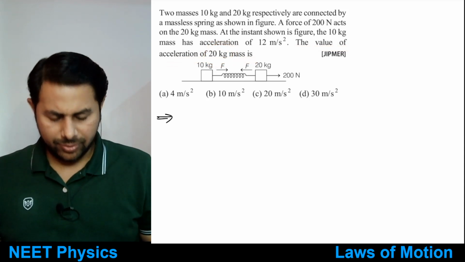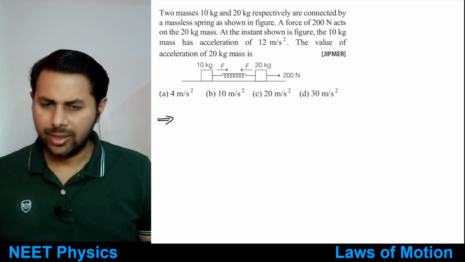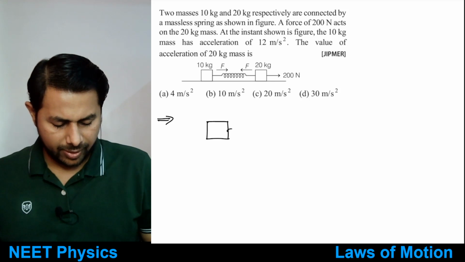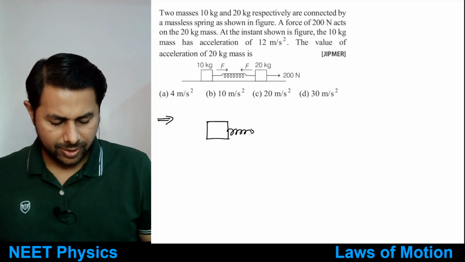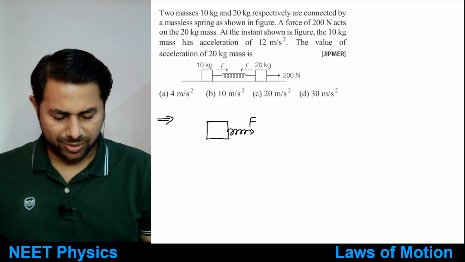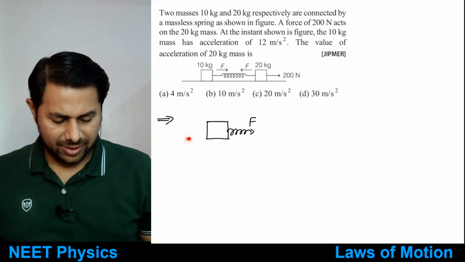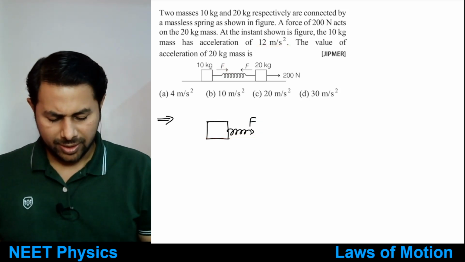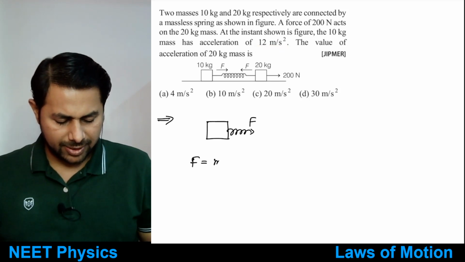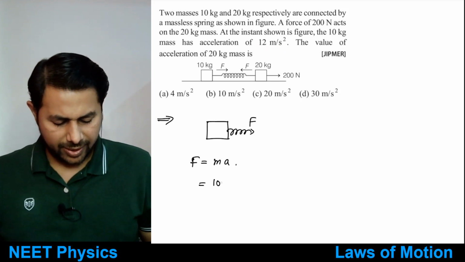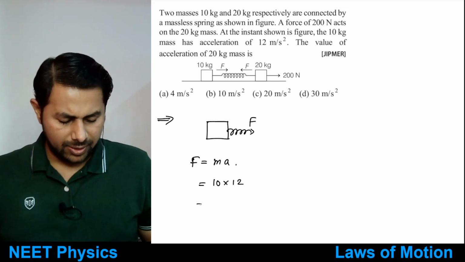So again we need to draw the free body diagrams of them independently. So this is the 10 kg mass. What's the force acting on it? There is only one force, that's the spring force, F, and its acceleration is 12 meters per second squared. So F is equal to mass times acceleration. Mass is 10, acceleration is 12, that's given. So therefore it is 120 Newton.